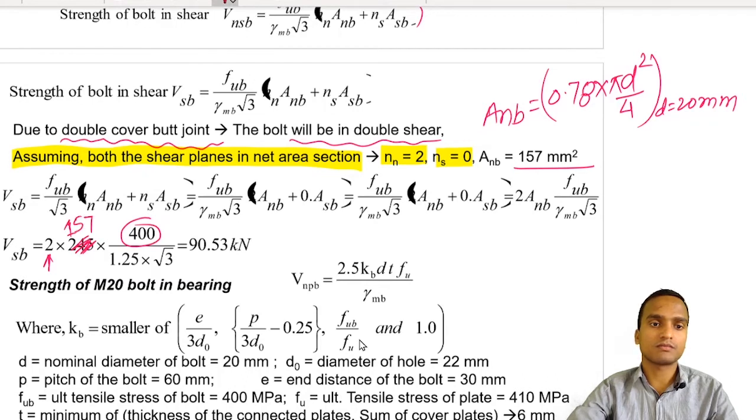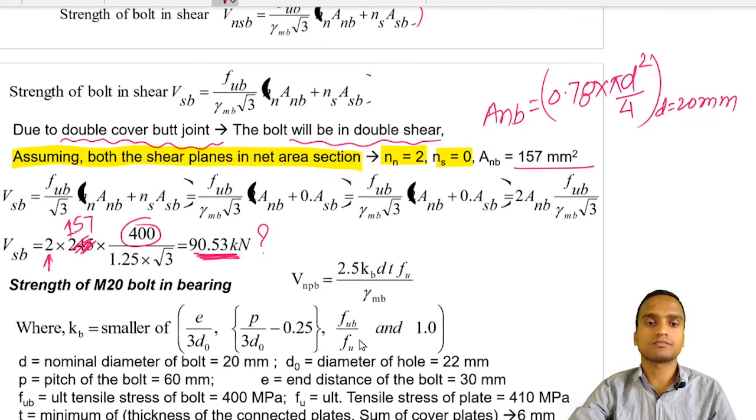Because we have assumed that both the shear planes are in the net area section, we multiply it by f_ub and then divide it by root 3, and this is the partial safety factor for bolt. After doing all this calculation, we have to calculate the shear strength of bolt. So you need to check this value.